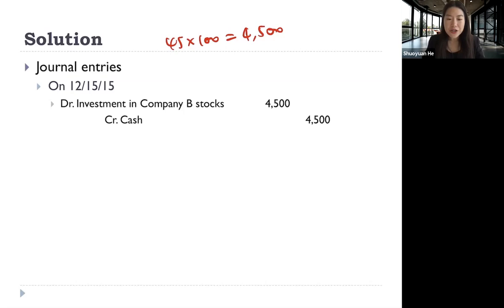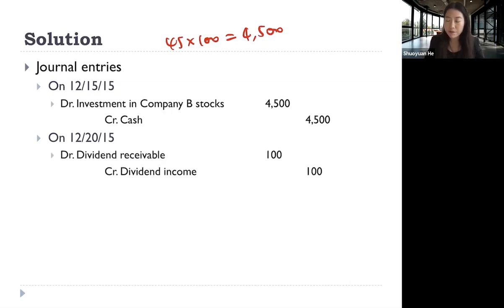And then the second journal entry is when Company B declares a common stock dividend on December 20th. On December 20th, 2015, from Company A's perspective, it now has a dividend receivable. At the same time, it is an income for itself. So we debit dividend receivable for 100. This 100 is because we have a $1 dividend per share multiplied by 100 shares owned by Company A. So that is 100. And we credit dividend income for Company A, 100.